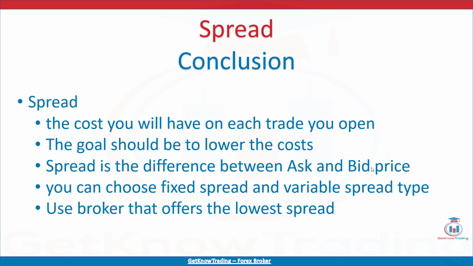Forex spread is one thing you need to pay attention to. It is the cost you will have on each trade you open. Your goal should be to lower the cost, and that is by trading with the broker that offers the lowest spread and by finding the pair that has the lowest spread. Spread is the difference between ask and bid price, and it can change as the volatility changes. To avoid fluctuations in the spread, you can choose the fixed spread type instead of the variable spread type. That way you will know how much cost you will have on each trade you open.